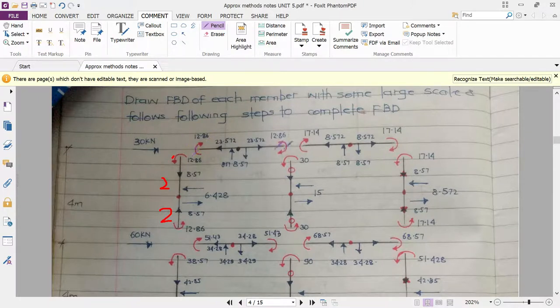Because we know that at each joint, this is a joint, this is a joint, and this is a joint, as per the principle of structural analysis, the equilibrium condition has to be maintained. So what is the equilibrium condition? Summation of all the moments must be equal to 0. Summation of all the horizontal and vertical forces must be equal to 0. Therefore we have to transfer this particular moment with same magnitude but in opposite direction.